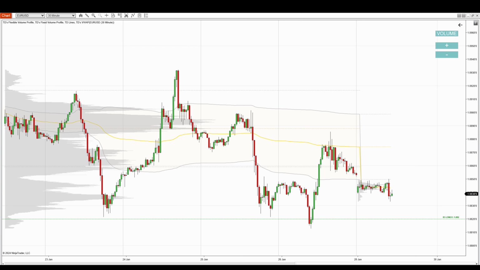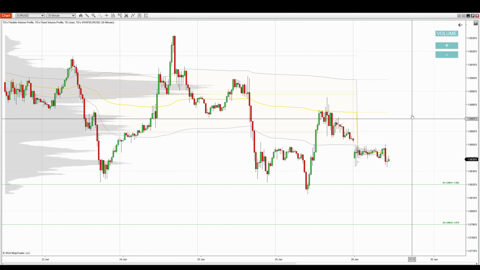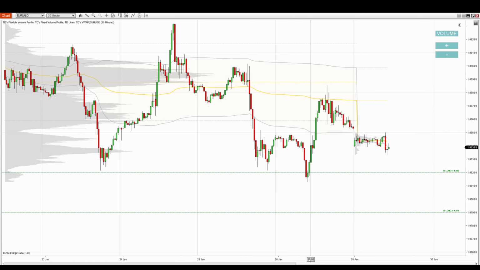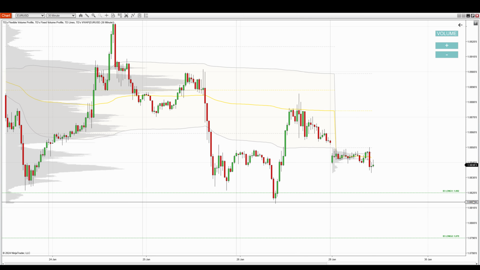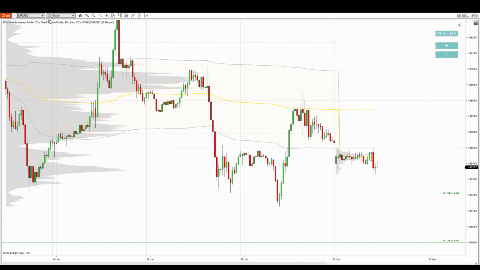What you see before you is the NinjaTrader 8 platform with my custom-made volume profile and VWAP indicators. The first trading idea that I'd like to talk about is on the euro dollar. This is a 30-minute time frame of the euro dollar, and I want to talk about this support, which I published in the members area for members of my trading course. It is at 1.0820 and it is based on a volume profile setup, which is called the rejection setup.